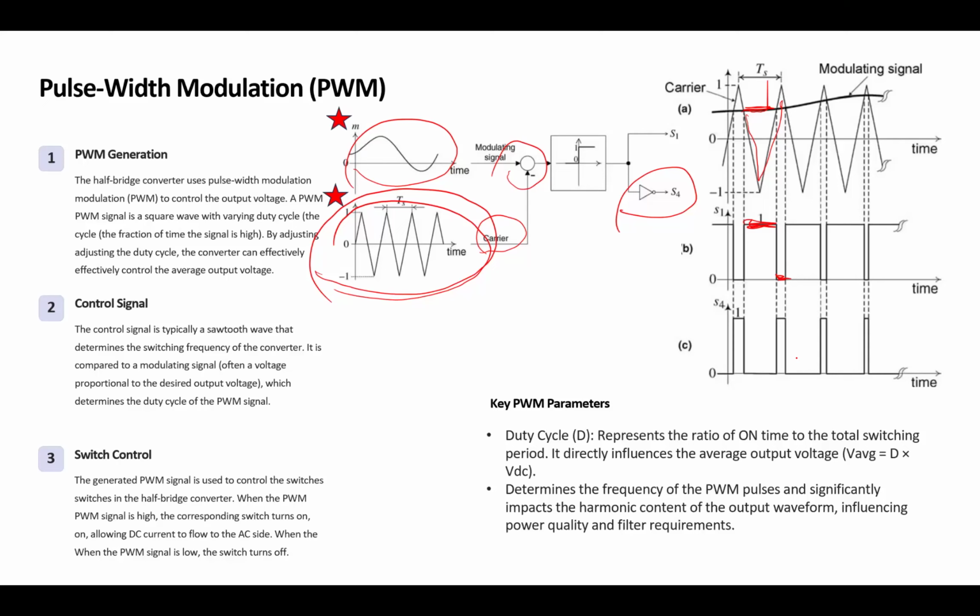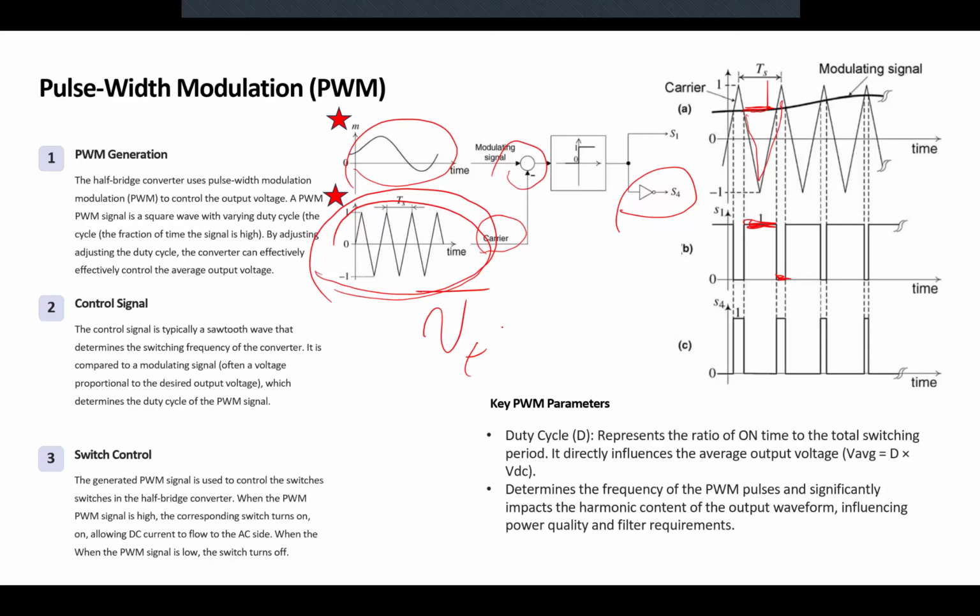True, but it's not everything that PWM does. One aspect that it does is to change the average. What was the average of the output voltage? Do you remember what the average output voltage, VT average, was in the ideal case? It was M VDC over 2 in the half bridge. Correct?